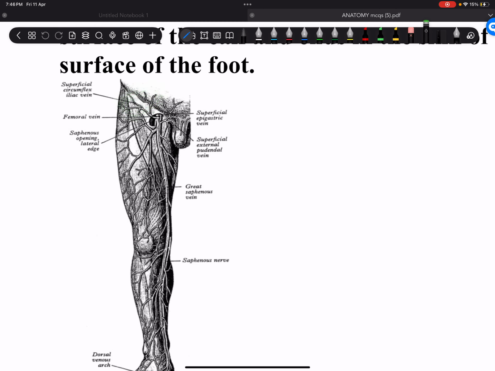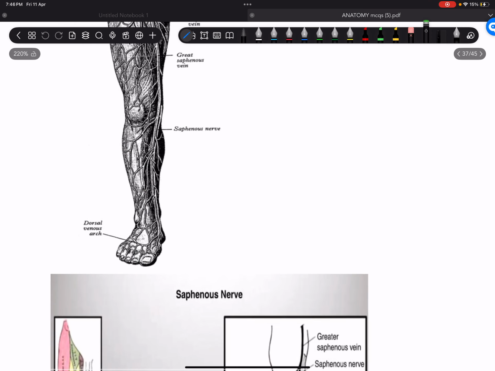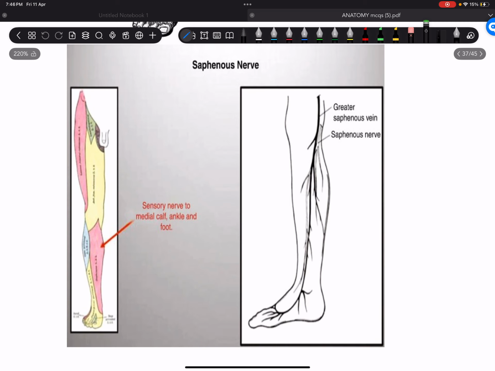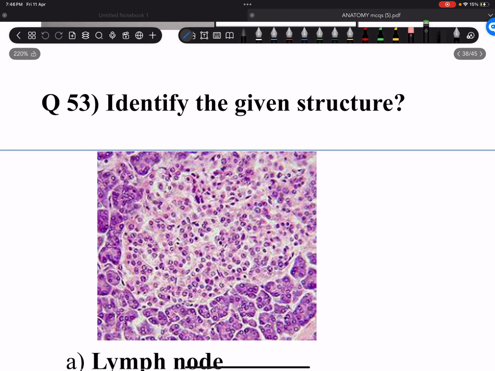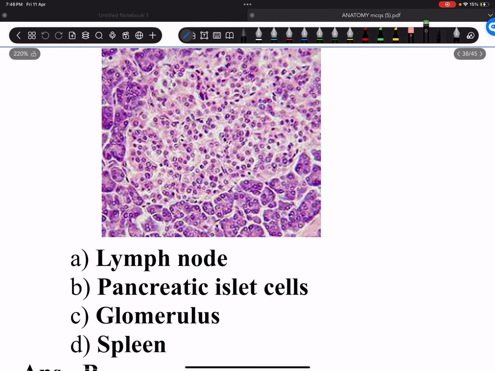Circumflex iliac vein, this is the femoral vein, you know this. This is the superficial epigastric artery, this is the superficial external pudendal, this is the great saphenous vein, and this is the saphenous nerve from here. Now this is another diagram I have put over here to make sure you get the complete overview of the saphenous nerve.